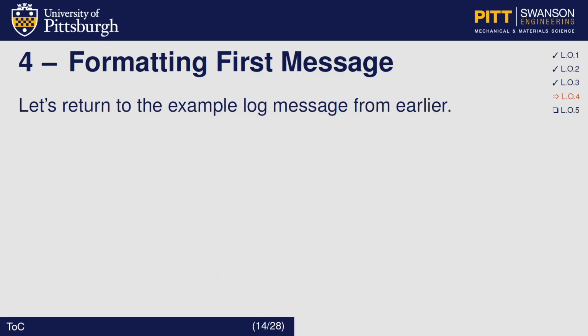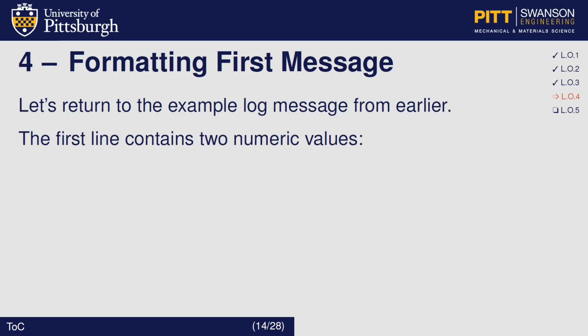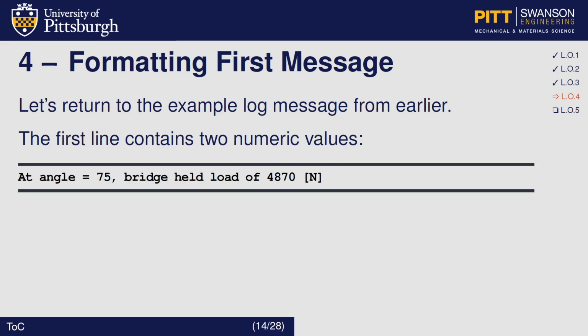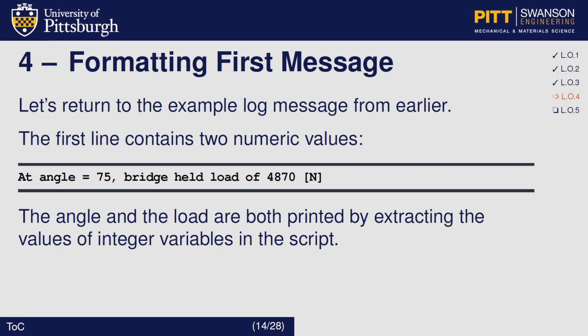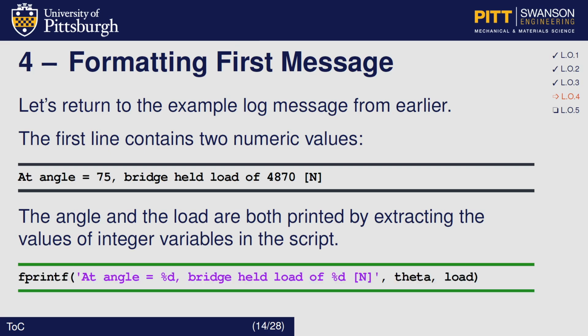If we return to the logging example from earlier, the first line contains two numeric values, angle 75 and a load of 4870. Both of these were extracted from integer variables within the script, so the print statement might look like this. fprintf, quote, at angle equals %d, bridge held load of %d newtons, end quote. And the next two arguments are theta and load, where both of those are variables from the script.